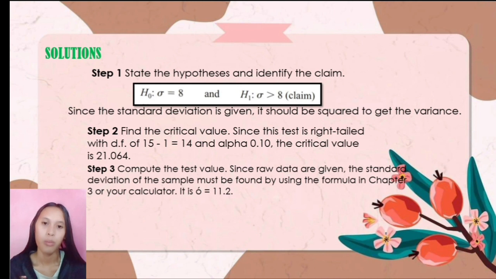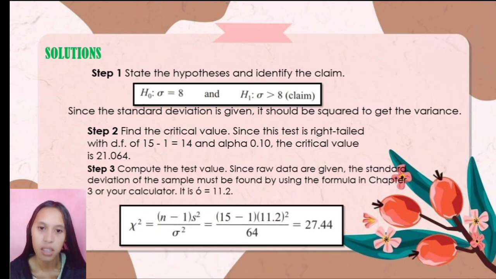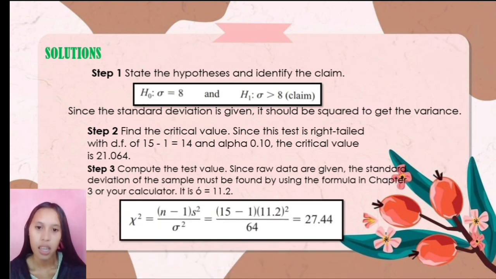So substituting from the formula, chi-square is equal to n minus 1 times s squared over the population variance, which is equal to 15 minus 1 times 1.2 squared over 64. If we calculate it in our calculator, we have the result of 27.44.